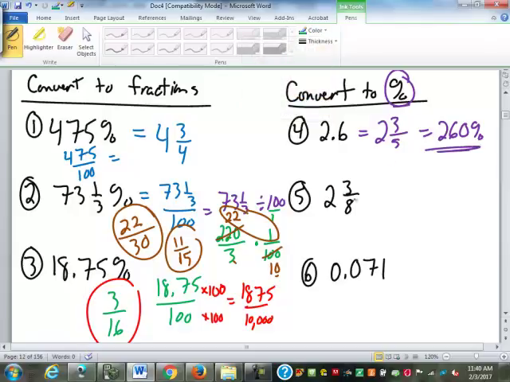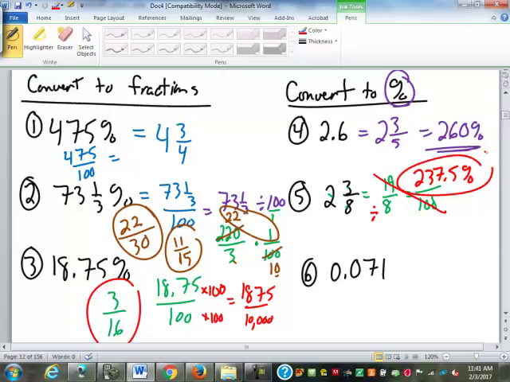So now the 2 3/8. Anybody want to share what they got? What I would do with that is I would convert it into an improper fraction. 2 times 8 is 16, plus 3 is 19/8. And then we know that that's 19 out of 8, and a percent is always out of 100. We can cross multiply and divide. 19 times 100 divided by 8 is 237.5. So that's 237.5%.